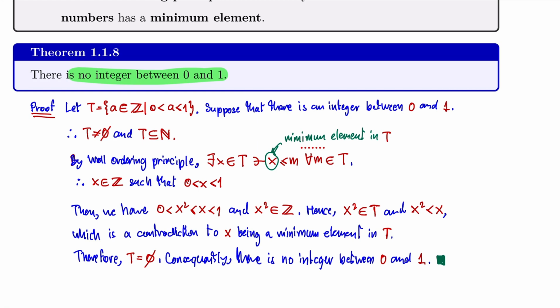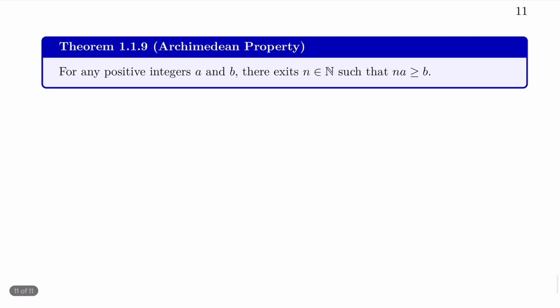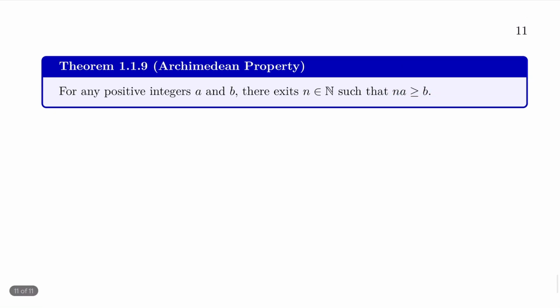In the next video, I'm going to prove the Archimedean property, stating that for any positive integers a and b, there exists a positive integer n such that n times a is greater than or equal to b. So that's it for this video.